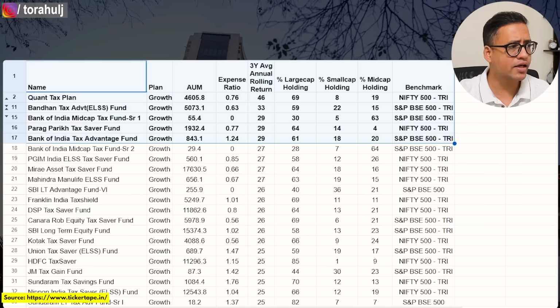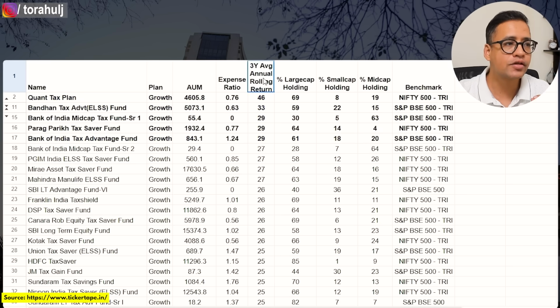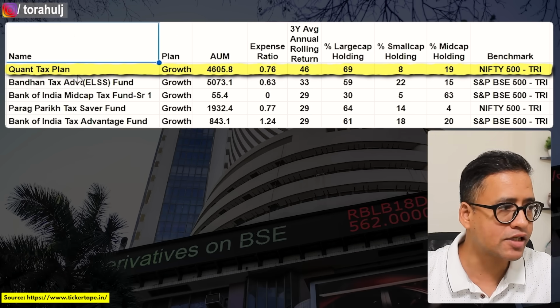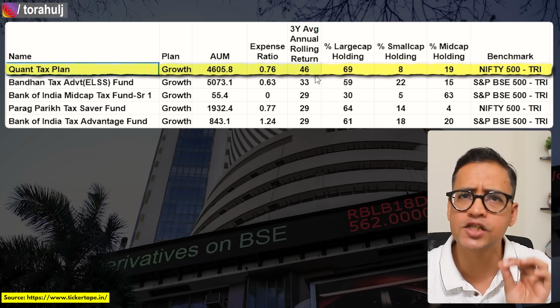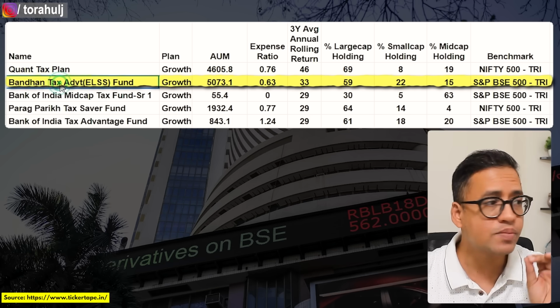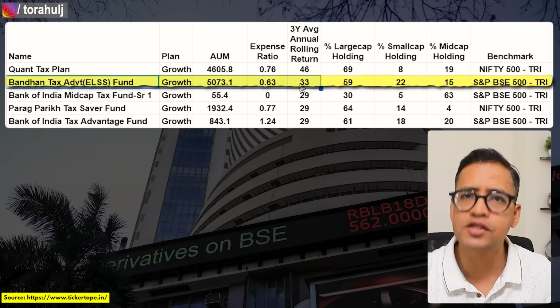So have a look at my screen and you will see that in the ELSS mutual fund category, I've selected 5 mutual funds on the basis of 3 years average annual returns. So at number 1 is Quant Tax Plan that has given close to 46% returns from a 3-year average rolling returns perspective. Number 2 is Bandhan Tax Advantage ELSS fund that has given 33% annual returns if I consider 3 years average rolling returns.